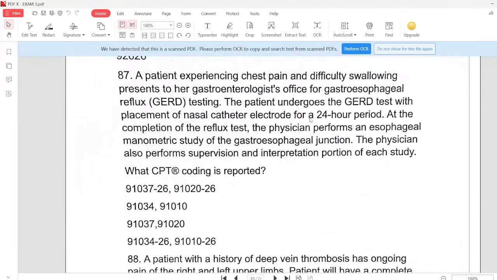Here, both the codes explain interpretation and supervision, right? But you have to code extra for both the interpretation and report. So 91034 modifier 26 and 91010 modifier 26 is the correct answer. In our answer key, option D is the correct answer. So you have to take option D, 91034 modifier 26, 91010 modifier 26.